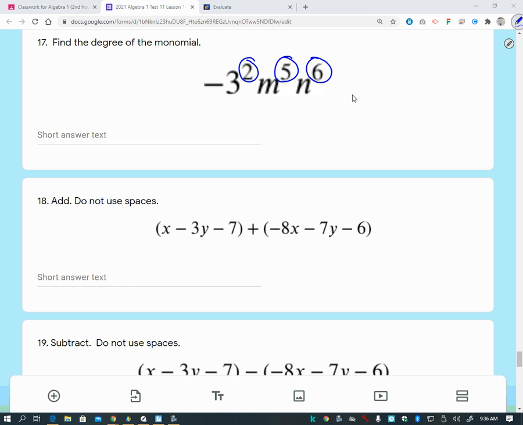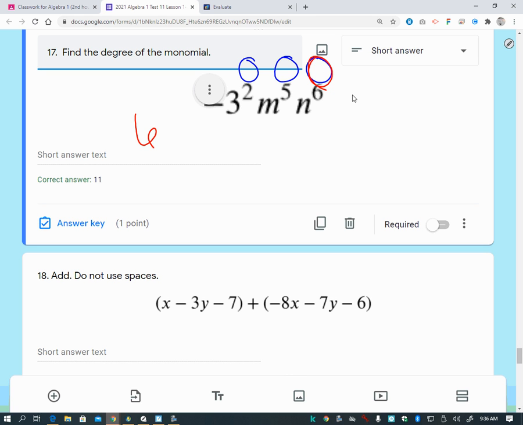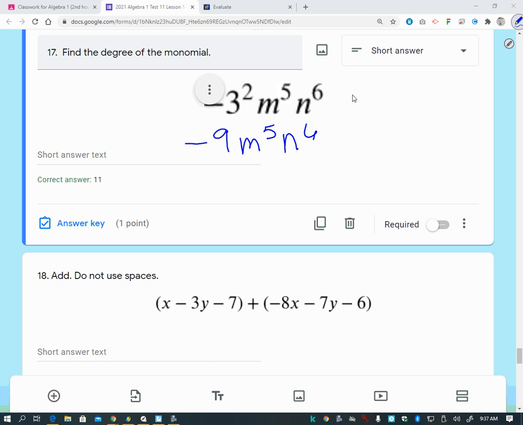It's 6. How do you know it's 6? Right, it's the largest exponent. The largest exponent is the degree. So just 6. Oh, 11. Okay. Why do we do that? Why don't we add 2? Because it's part of a number. And negative 3 squared, in this case, is negative 9 because it's not in parentheses. So because that can be simplified to negative 9 m to the 5th n to the 6th, for the degree, we add the 5 and the 6 of our variables, and we get 11. Okay?